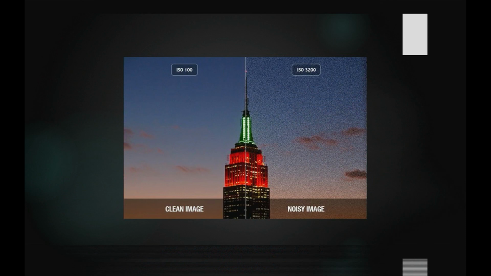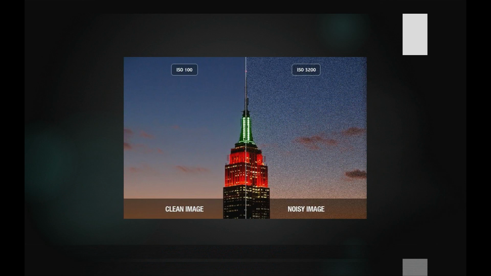So the grain is also called noise in an image. The first one is shot with an ISO of 100, so we would call that a clean image. The second one is noisy because it has all that grain in it. But again, if this were really low light and you didn't have a choice, you might just have to deal with it.